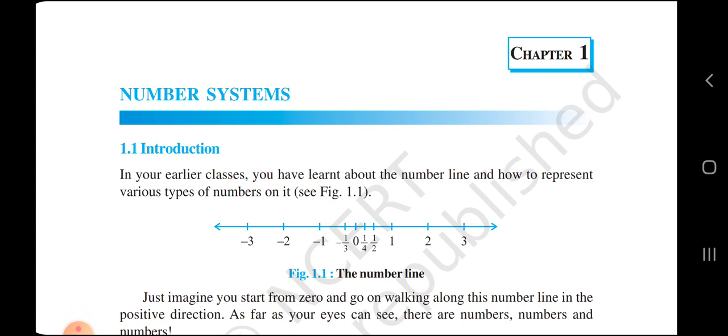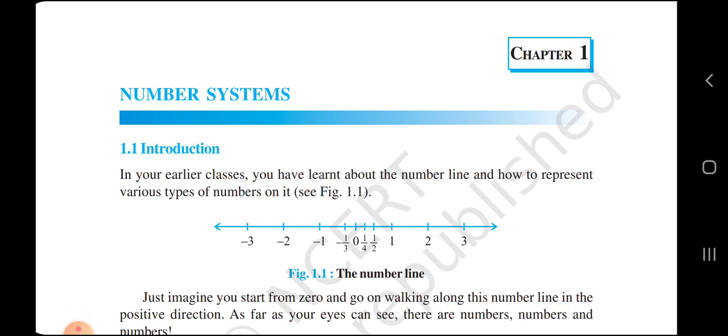In the first example, we show that 0 is a rational number. We write 0 in the form of p by q because 0 is equal to 0 upon 1, 0 upon 2, 0 upon 3. So we write 0 in the form of p by q where p and q are integers and q is not equal to 0.